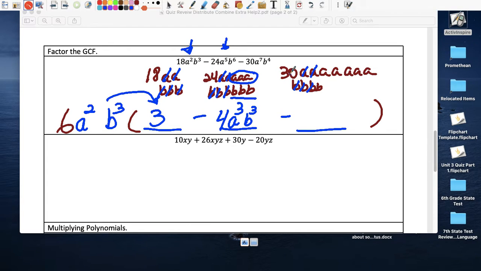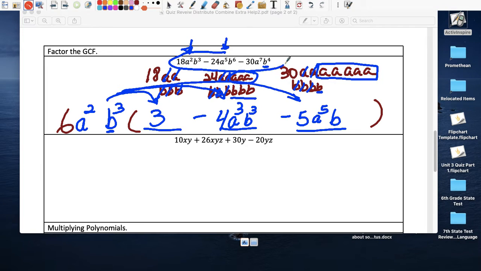6 times what's 30 is times 5. And a to the 2nd times what will give me a to the 7th? Here's your answer, a to the 5th. And b to the 3rd times what will give me b to the 4th? And that's going to be times b. And again, you can use the distributive property now and just multiply this and see if you get the original expression.